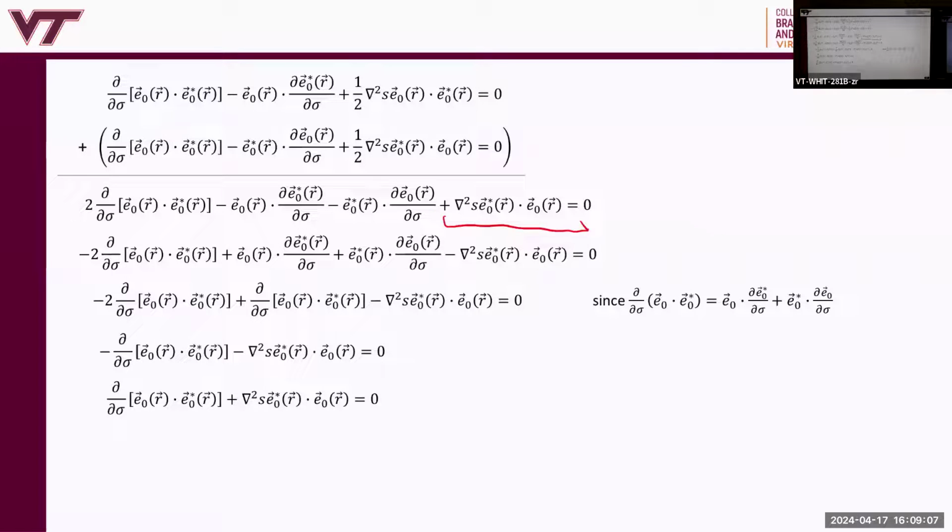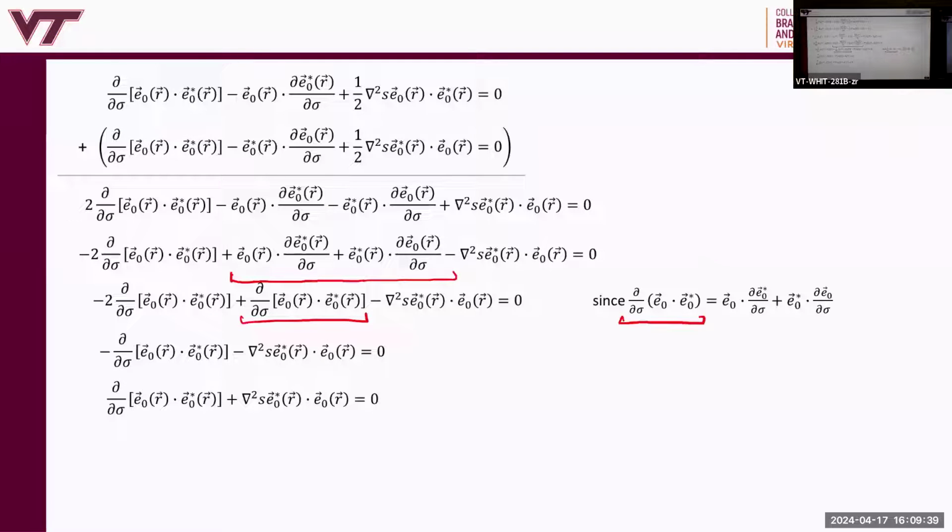All right, good. So what do we do now? Multiply through by a negative. So we change the signs of everything, right? And now we'll notice that we have E naught dotted with partial E naught with respect to sigma plus E naught conjugate dotted with partial E naught with respect to sigma. And that we can recognize as partial by partial sigma of E naught dotted with E naught conjugate. All right, so we replace that with this, right?